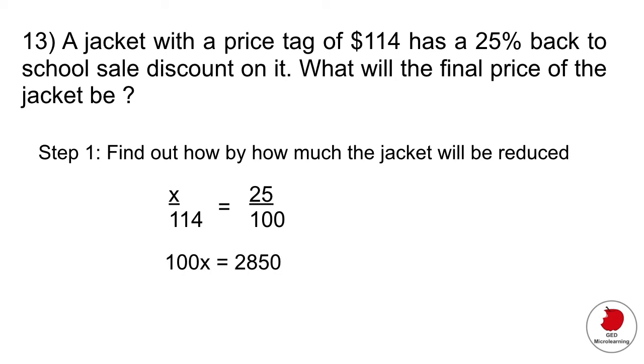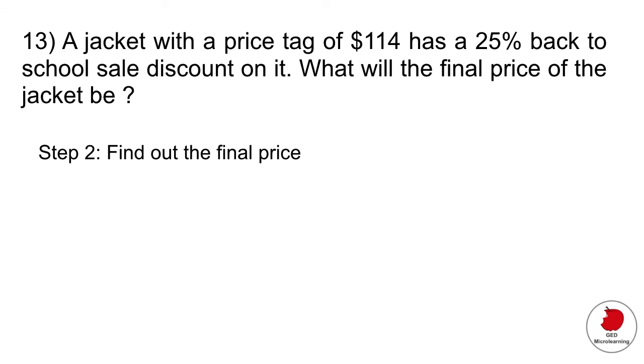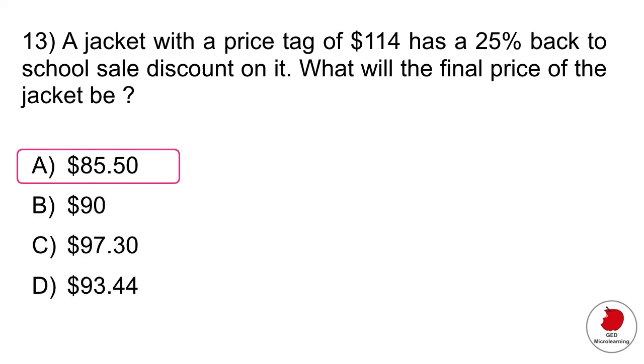So multiply diagonally, and that gives you $28.50, which is how much the jacket will be reduced. That's the long way. The short way is simply to remember that 25%, if you make that into a decimal, is 0.25. If you multiply that by the price, that gives you the same thing, 28.50. So that's step 1. Now step 2 is to find out what the final price is. All you have to do is subtract that discount from the original price. That gives you $85.50, which is option A.